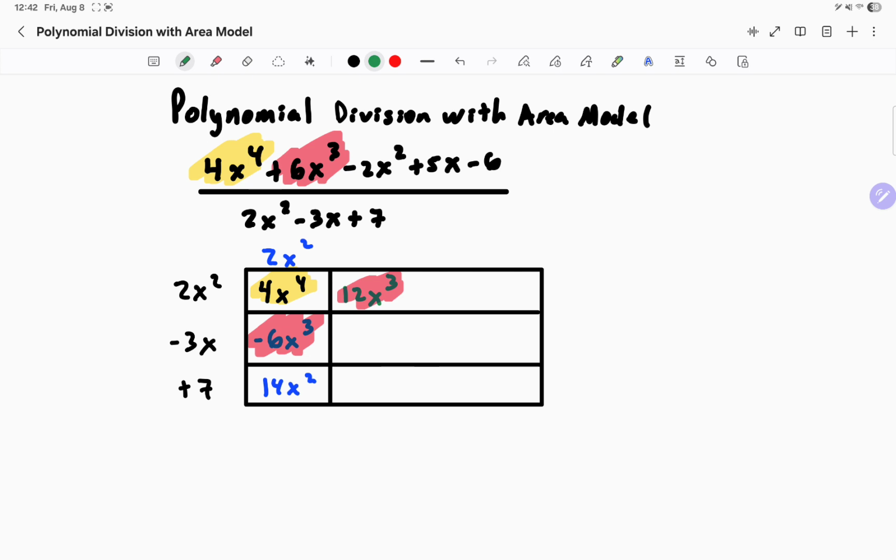Now we're going to repeat the same process as what we did with the first column. 2x squared times what gives us 12x cubed? That happens to be a positive 6x. We'll fill up the area inside. Negative 3x times 6x gives us negative 18x squared, and 7 times 6x gives us positive 42x. Now that we complete it, we'll section that off. And now we're done with the 6x cubed.